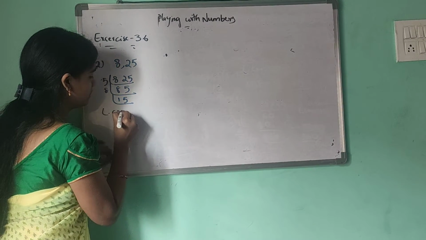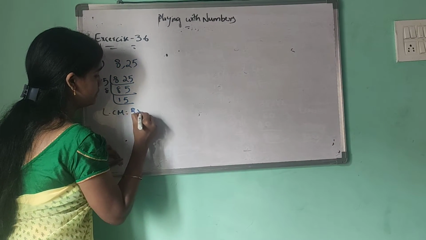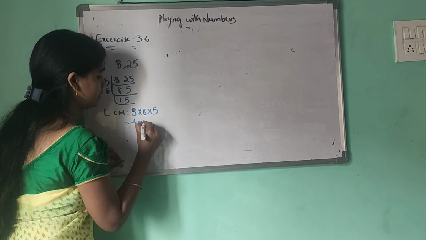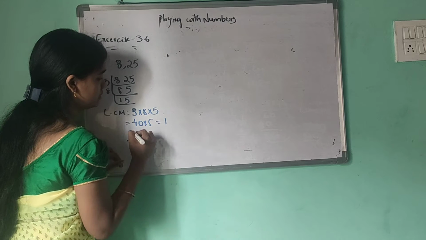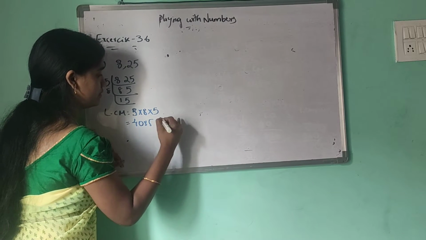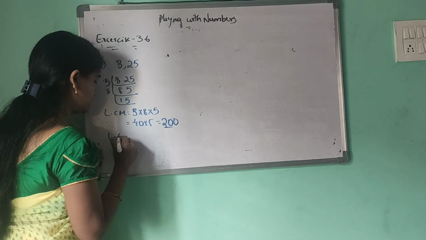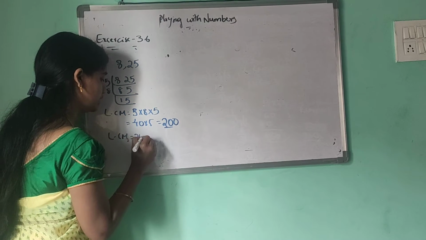The LCM is equal to 5 into 8 into 5. 8 5s are 40. 40 into 5 equals 200. So 200 is the LCM. LCM is equal to 200.